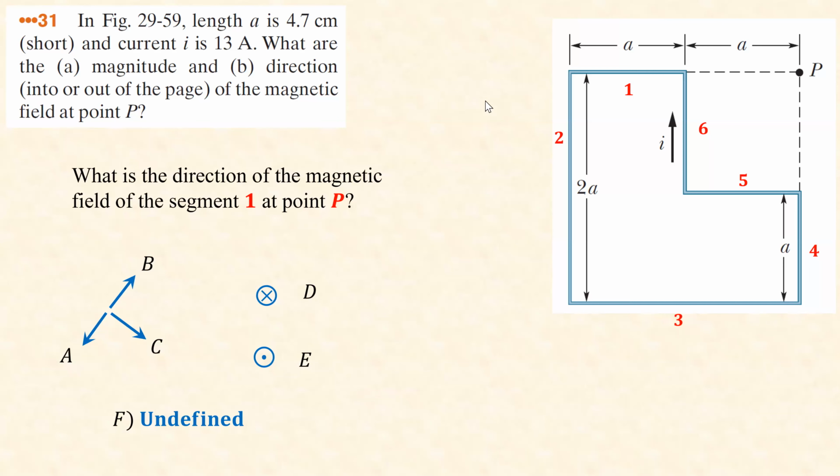All right. So who answered F? Only one person answered F. Everybody else answered A, B, C, D, E, pretty much evenly.